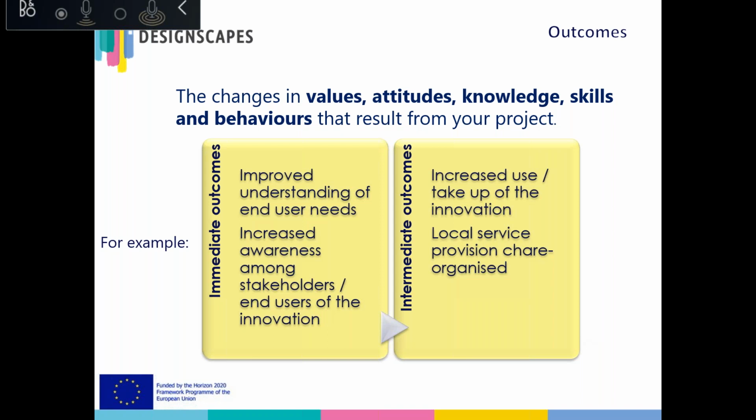And then intermediate outcomes, which relate to things that take a little bit longer to be observed, such as changes in behaviors, in institutional structures or ways of working. An example is that an immediate outcome might be that you achieve improved understanding of end user needs, and further down the line, you will see increased use or take up of innovation. And equally, an immediate outcome might be that you increase awareness among stakeholders, which will then change into different ways of working and local service delivery changes.